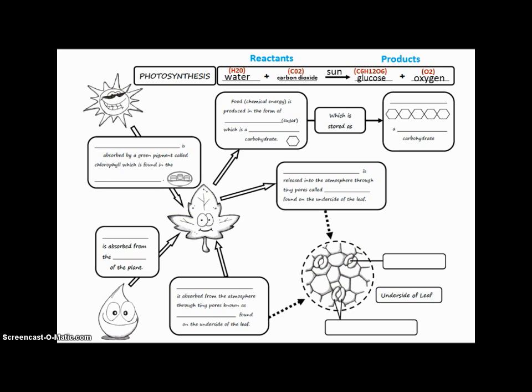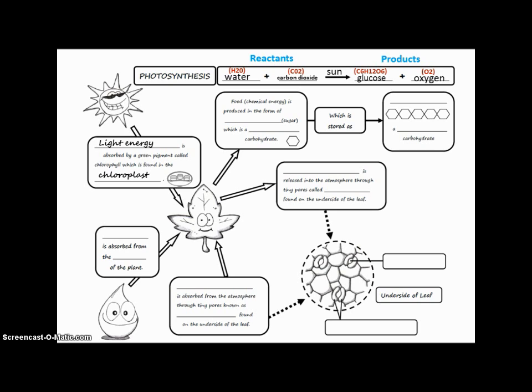Now we can move on. We see our sun looking all nice and happy, and it's going to give light energy to that plant. It's going to be absorbed by a green pigment called chlorophyll, and that's found in a part of the cell called the chloroplast. Photosynthesis happens in the leaves of plants inside an organelle called a chloroplast. Chlorophyll actually reflects green, and that's why plants look green to us.